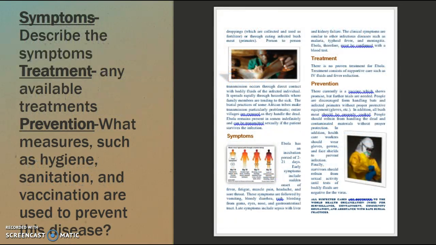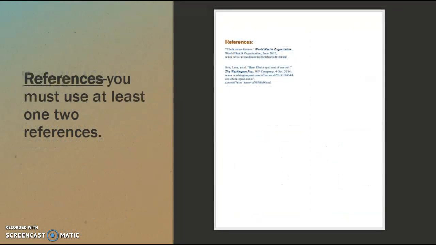Next, you will need a section for symptoms, any available treatments, and prevention, things such as hygiene, sanitation, and especially vaccines that can be used to prevent the disease. And finally, you're going to need a reference section. You need to have at least 2 references for your research.